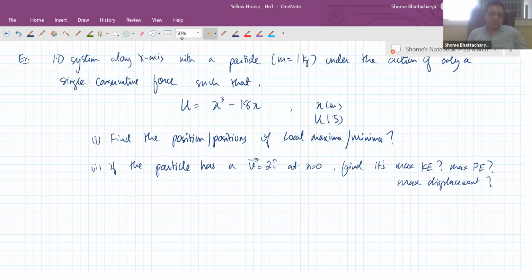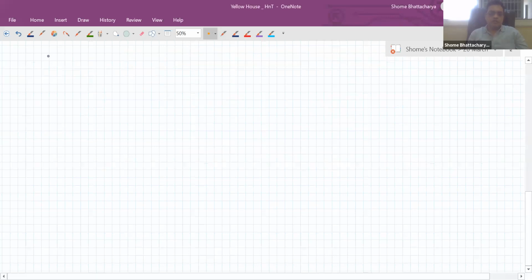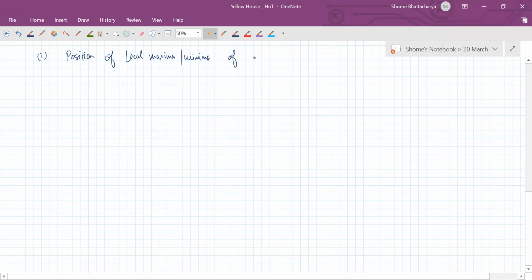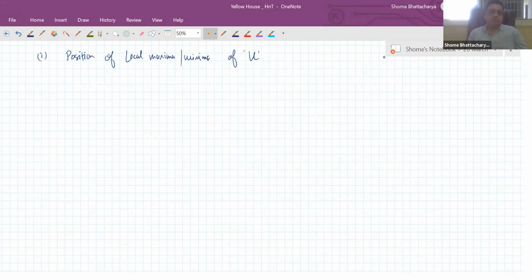Yes, Santrish, that's correct. Very good. So basically, for the first part, we have to find the position of local maxima and minima of potential energy. Root 6 is minima and minus root 6 is maxima. Sorry, root 6 will be local minimum and minus root 6 will be maxima. That's correct. Very good.